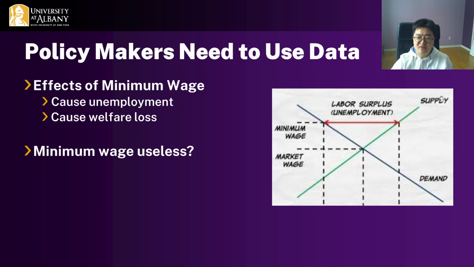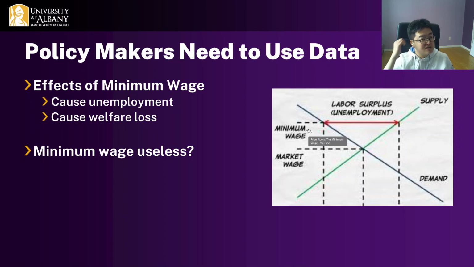There is excess supply over the demand. The excess supply is unemployment. I'd like to work, but there are no job postings, right? That much is unemployment. So we know that the minimum wage causes unemployment, and minimum wage also causes welfare loss, right? You must have learned welfare loss, like consumer loss, supplier loss. However, this is purely a theoretical argument.